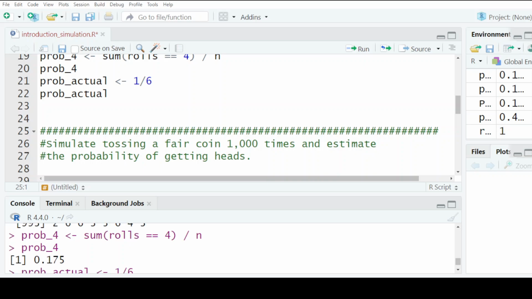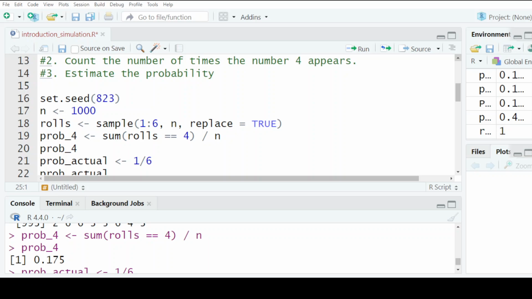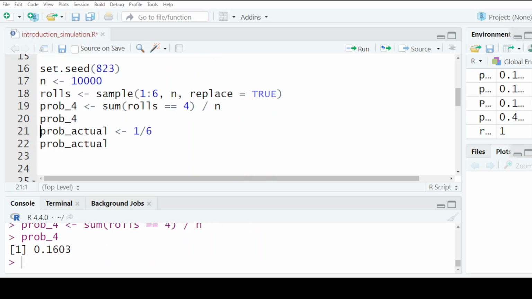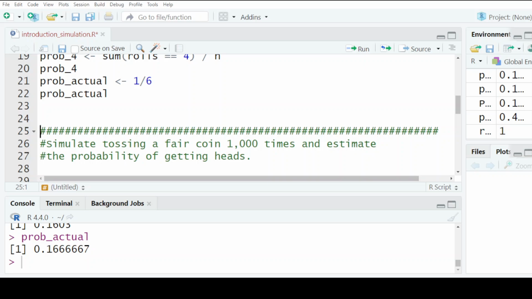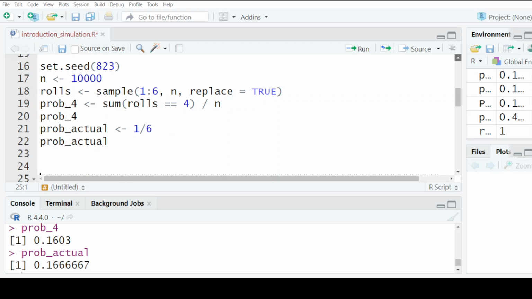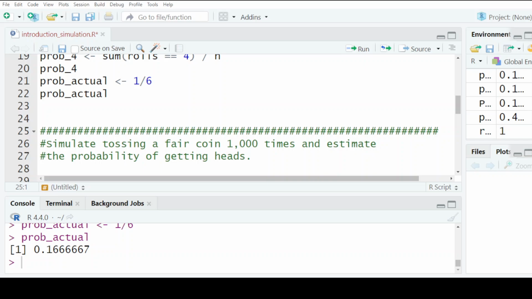Now I want to see if the accuracy of the probability can be increased. What I'm going to increase is n. I'm going to increase it from 1,000 to 10,000, and let's see what happens. My value now is 0.1603, and remember the actual value is 0.166. What would happen if I increase this number again from 10,000 to 100,000? Does it change anything? Let's find out. You can see it becomes closer to the actual value, which is 0.166.